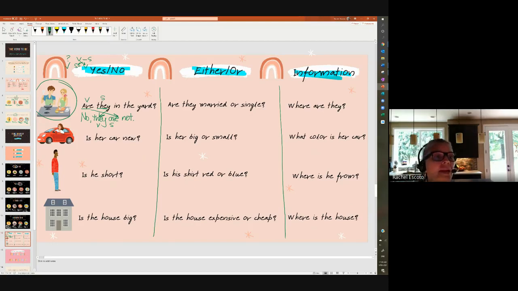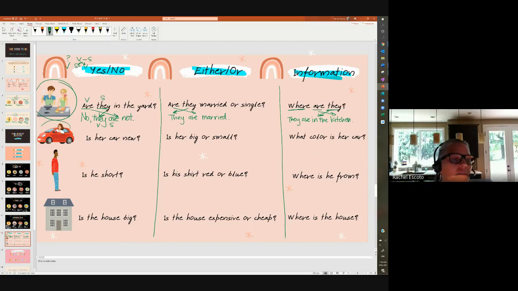Okay, here we're talking about the picture. Are they married or single? This is an either or question, and we have to switch it around. They are married. And here it says, where are they? Remember, in the answer, we switch it around. They are in the kitchen.